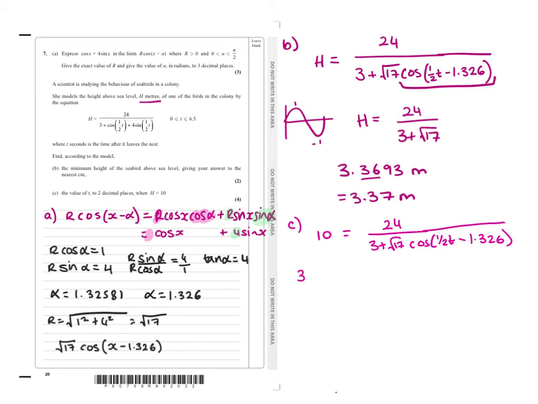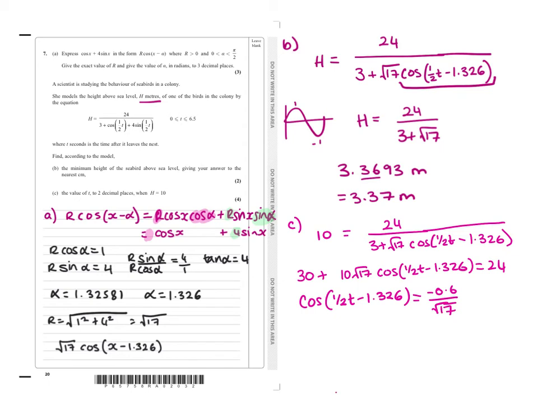If I multiply, I'm going to get 30 plus 10 root 17 cos (half t minus 1.326) equals 24. I'm going to minus 30 and then divide by 10 root 17. So I'm going to get cos (half t minus 1.326) equals minus 0.6 over root 17.